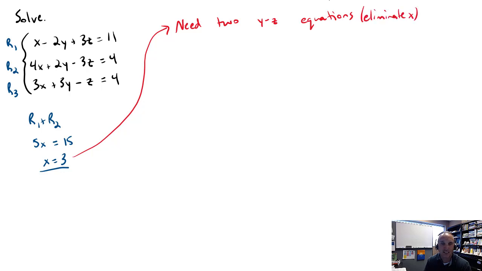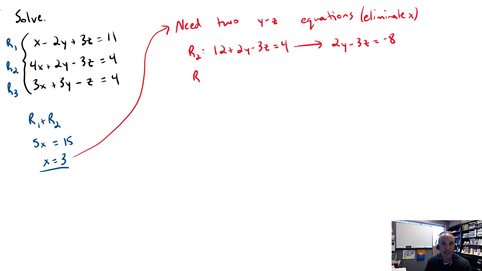eliminate x. So if I want to eliminate x in rows 2 and 3, I can literally eliminate them by making the 4x and the 3x a positive 12 and a negative 12. Or I could just plug the 3 in like I talked about before, and I can see that, all right, row 2 turns into 4 times 3, which is 12, plus 2y minus 3z equals 4, which is the same thing as, if I subtract my 12 over, it's 2y minus 3z equals negative 8.